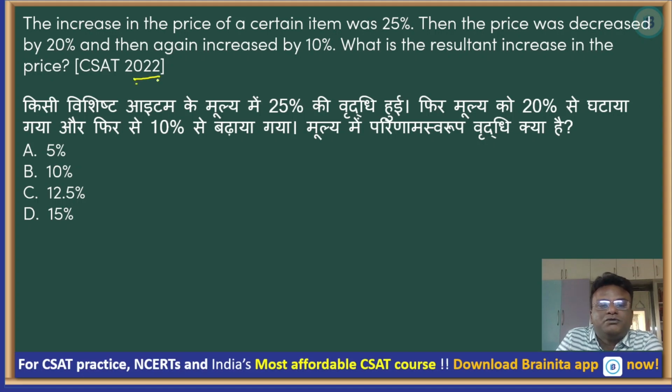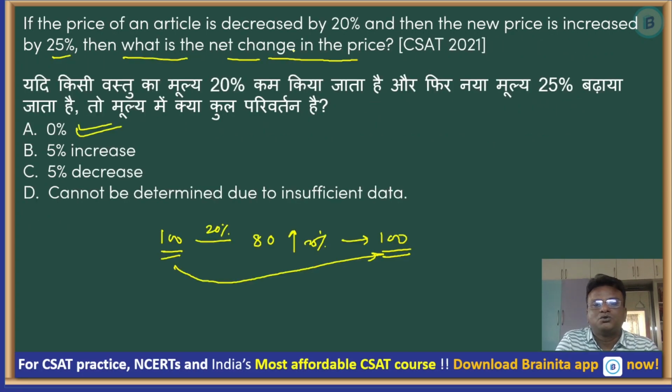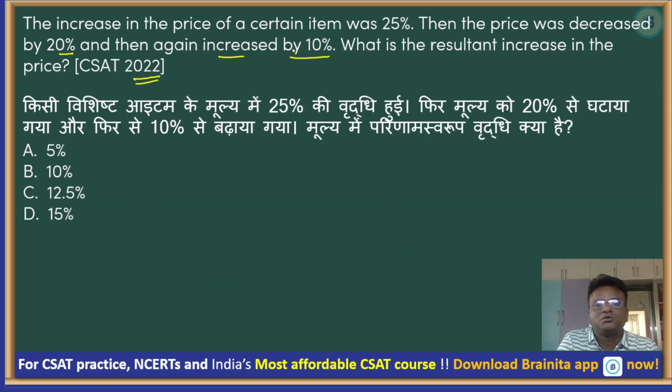That is done, 2022 has started. The increase in the price of a certain item was 25%, then the price was decreased by 20%, and then again increased by 10%. See, this question that we just solved is very similar to this question. So 21, 22, almost similar question. What is the resultant increase in the price?